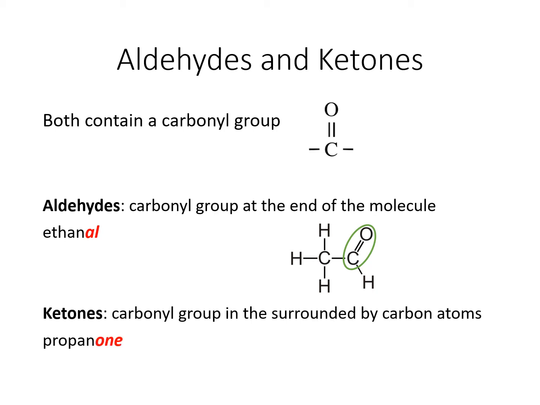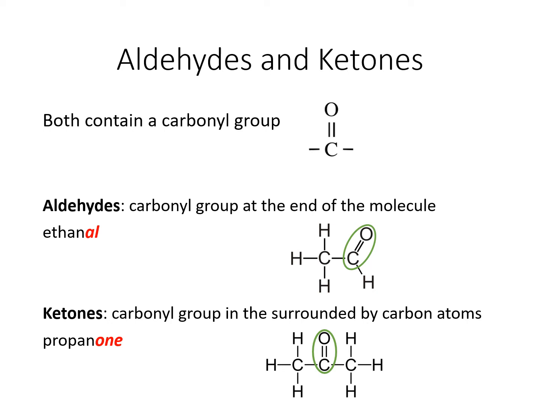Ketones, it's slightly different. Our carbonyl group is flanked by 2 carbon atoms. An example here is propanone. Now, sometimes it's in the center of the molecule, sometimes it could be slightly towards the left or the right, but the idea is that it's always in the middle of two other carbon atoms that are either side of it. This here is propanone.